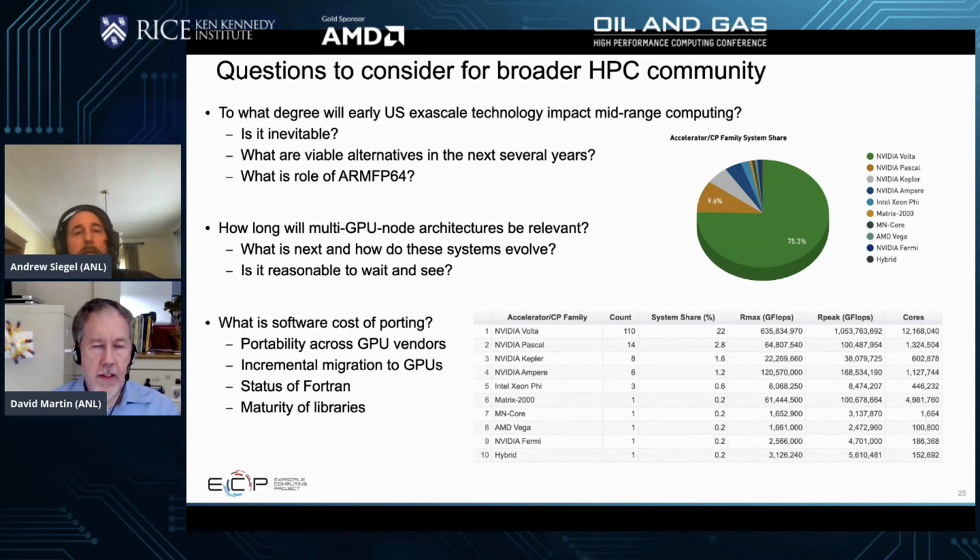The software cost of porting can be very low if you have localized operations, high intensity, where most of your performance is in a very small part of your code. But it could be quite high when you're doing things that are not computationally intensive, when you have performance spread out all around your code, when you have very complex data structures.